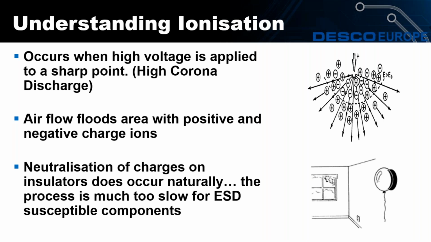Now, if we don't use ionisation, neutralisation, or the getting rid of the charge, occurs naturally. We've all been aware, or most of us will have been aware of, if I move my arrow over to the bottom right-hand corner, where we have rubbed a balloon and then stuck it to the wall. When we've rubbed that balloon, it's taken on an excess charge of either positive or negative, which has enabled it for a period of time to appear to be stuck to the wall.